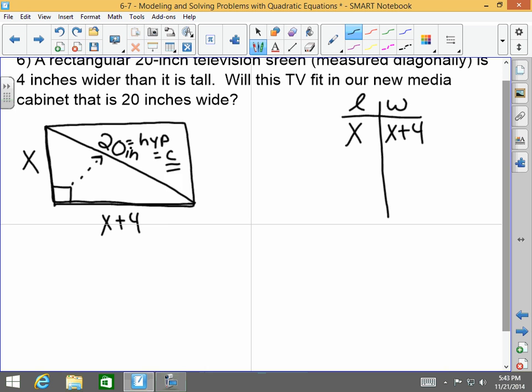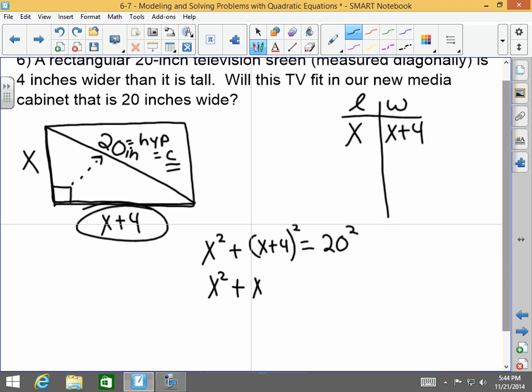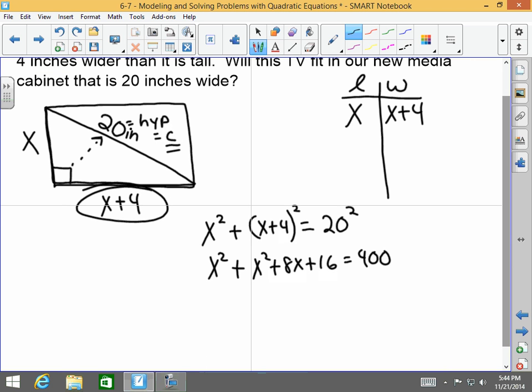I've got to find the actual width, so I've got to find this guy. So I've got a squared plus b squared equals c squared. Let's do the math. x squared plus x squared plus 8x plus 16 equals 400. Okay, let's do the math. We've got 2x squared plus 8x and 16, and this looks like a 9, I'm sorry, it is a 4. 16 minus 400 is negative 384.